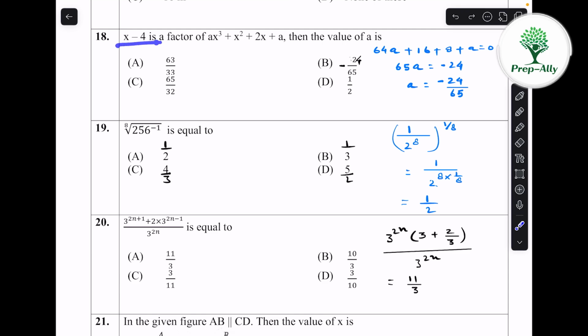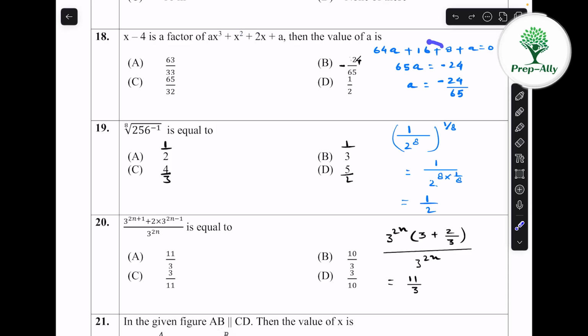Yeah, see how to solve this question. The question is, x minus 4 is a factor of this, then the value of a is what? Okay, so in place of x, I'll put 4 and equate this to 0, right? Because it is a factor, so the remainder should be 0. So I'll get what? 64a, because here 4 into 4 into 4, 4 cube into a, 64a plus 16 plus 2 into 4, 8, and plus a equal to 0.